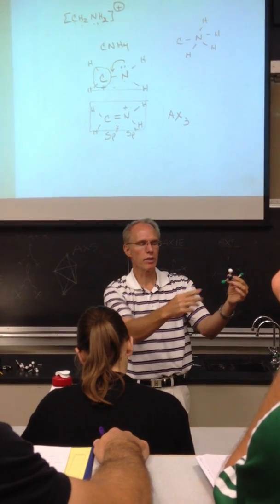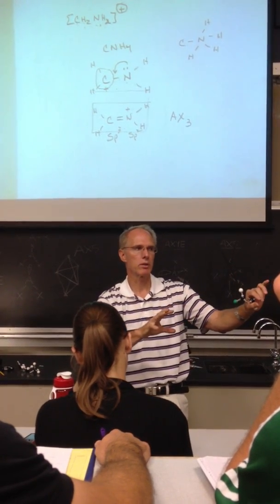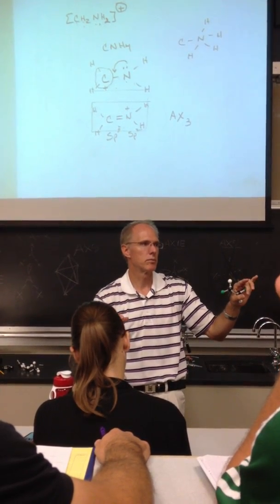Now, if this were part of a longer structure, it's only flat planar in this region of the molecule. The rest of the molecule could have tetrahedral structure to it. Okay?